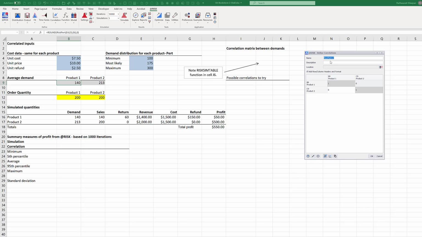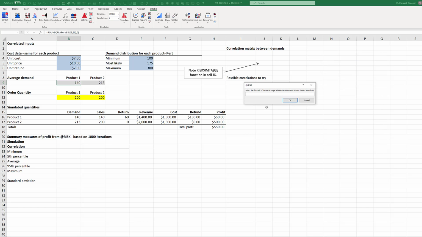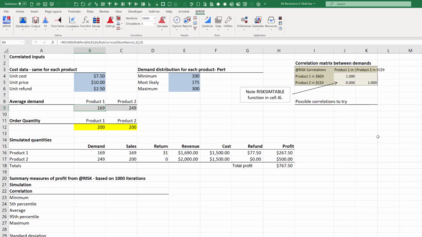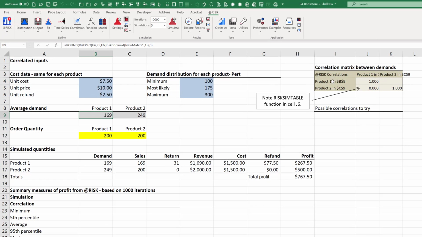Okay, so now we need to insert this correlation matrix somewhere. So you click OK. It's going to ask us, where do you want the matrix? Give me the first cell. So now it inserts a correlation matrix. Not only that it inserted the correlation matrix, remember when we defined this, we said these are the two cells for which we are defining the correlation matrix, and you see that @RISK is inserted.